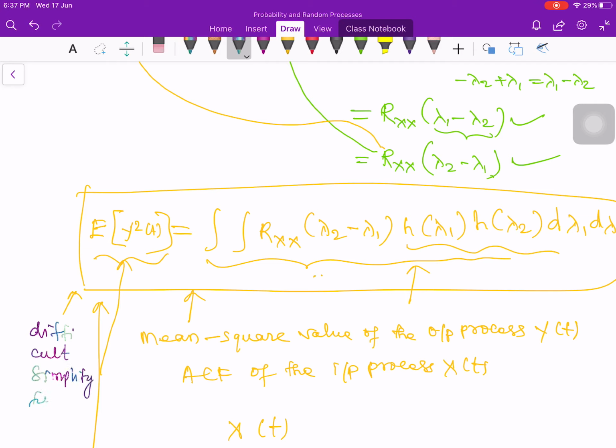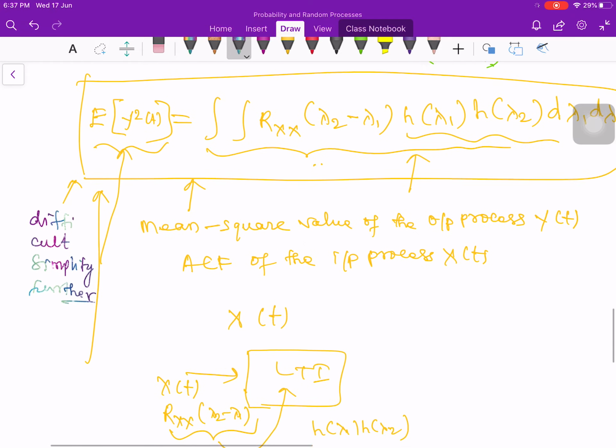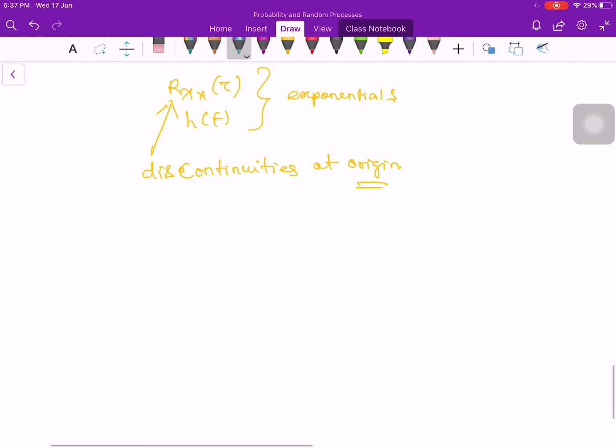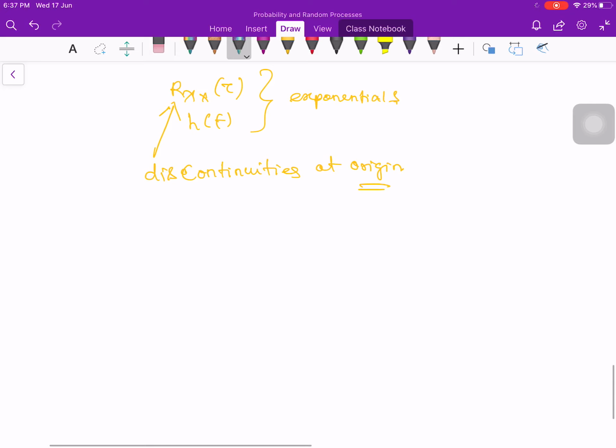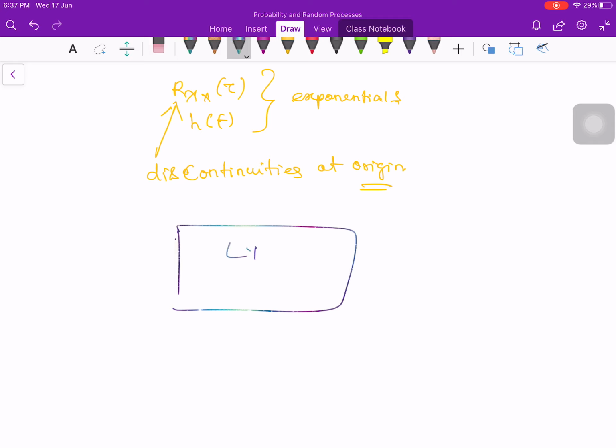Simplify further because of the discontinuities in the autocorrelation function. At the moment, however, it is instructive to consider a much simpler situation, that is one in which the input is a sample function. Okay, and this sample function comes from white noise.